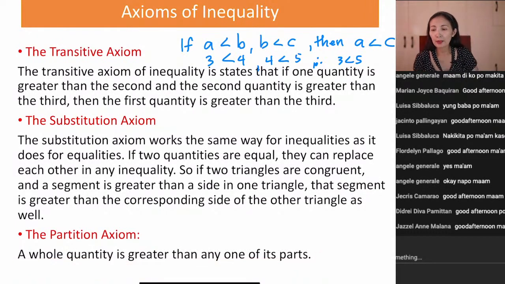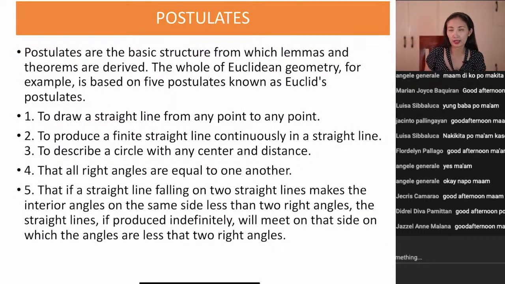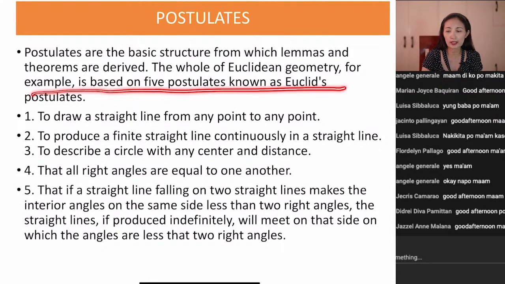Next, some additional postulates. What about postulates? Postulates are basic structures from which lemmas and theorems are derived. The whole of Euclidean geometry, for example, is based on 5 postulates known as Euclid's postulates.